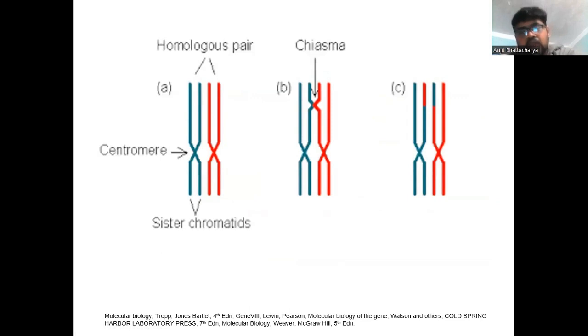Homologous recombination, as we have already discussed quite a few times, is basically pairing of homologous DNA. In the case of meiosis, it is pairing of homologous chromosomes. Then a chiasma formation, which is actually the exchange of specific segments of DNA or strands of DNA, followed by resolution of the chiasma, which results in the recombinant chromosomes.